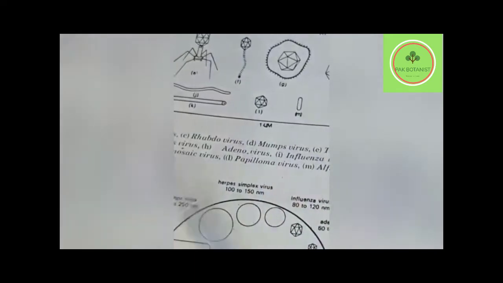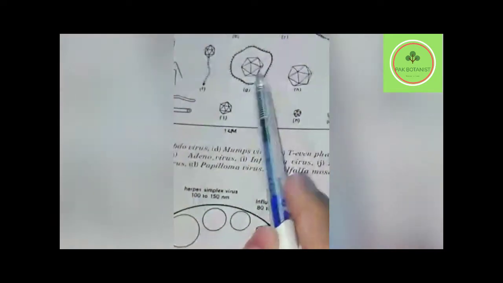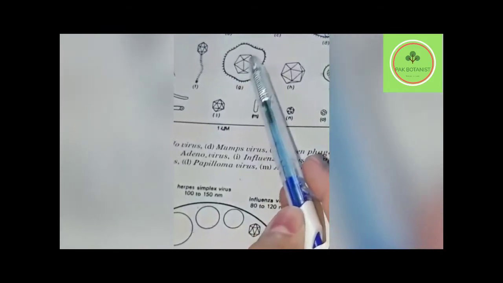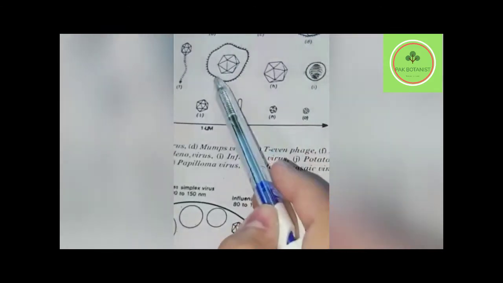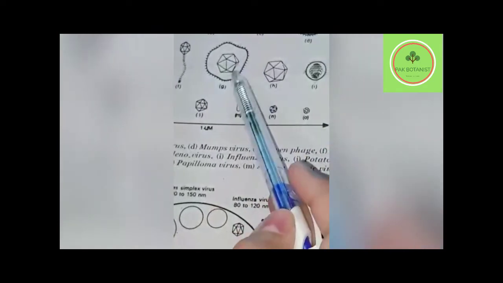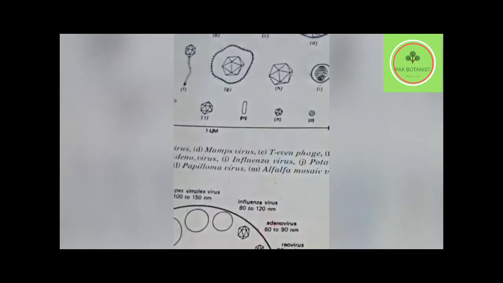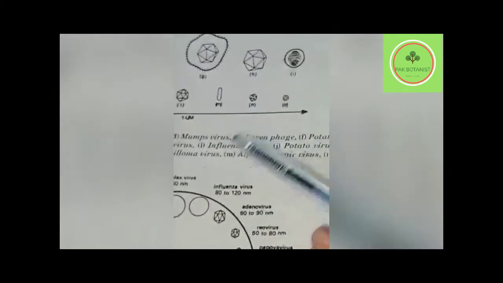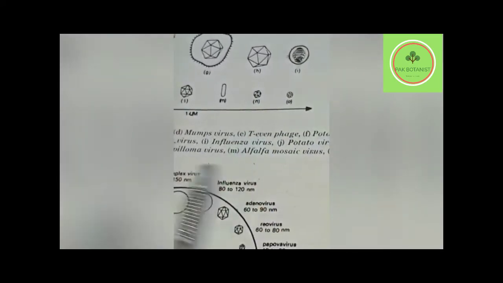So there is no tail fiber in the potato virus, but before we had the fiber. Then comes one more, which has an envelope surrounding it, which is the herpes simplex virus. Then the next one is just the head, a polyhedral head, and it is known as adenovirus.